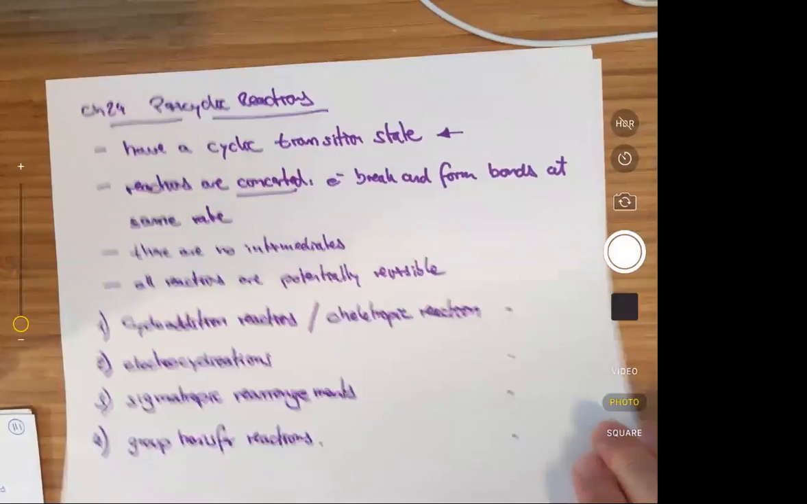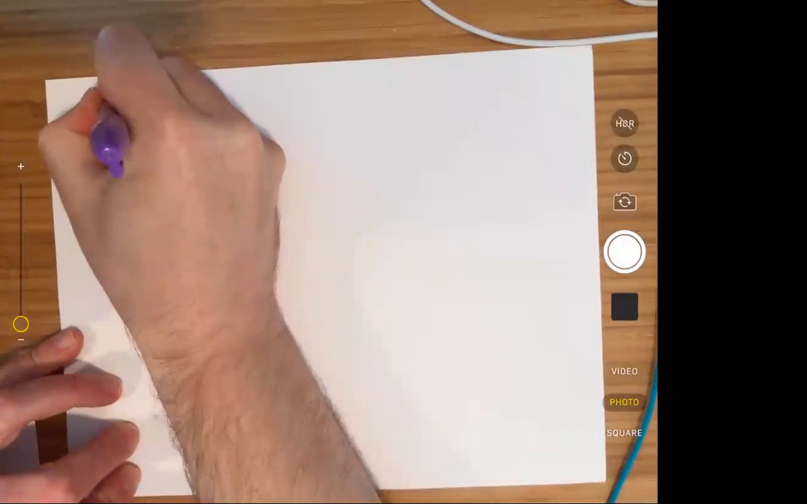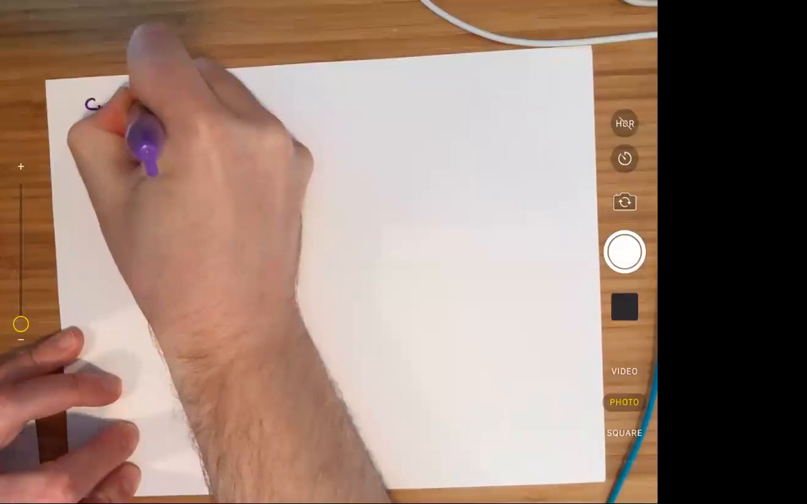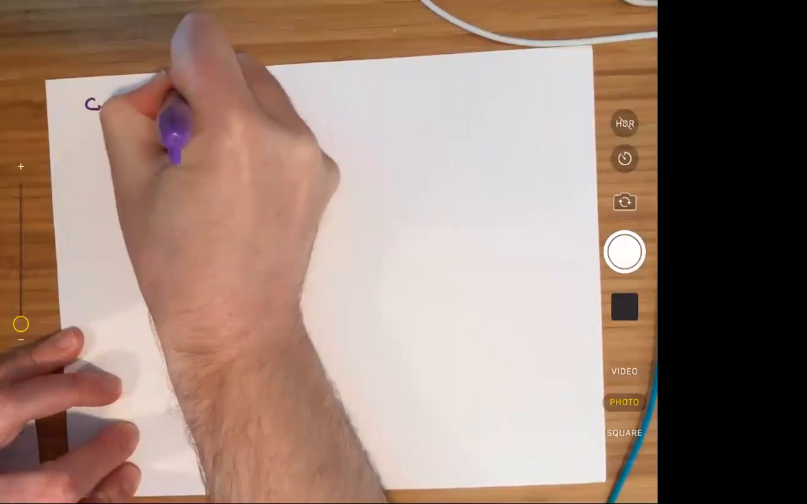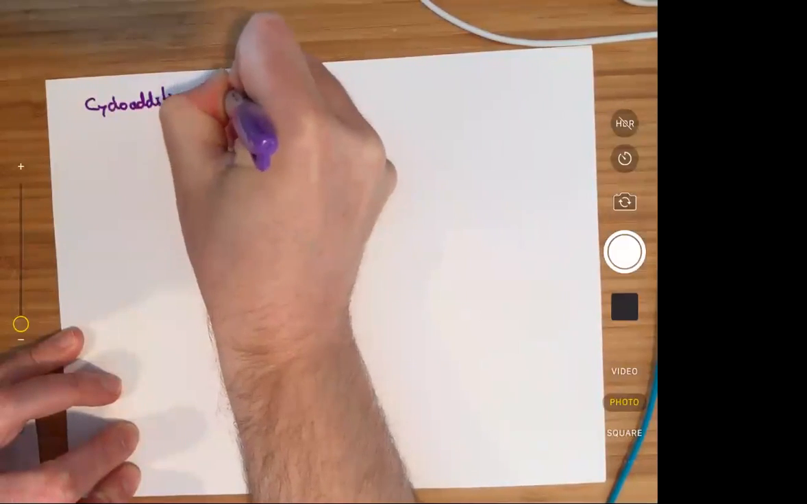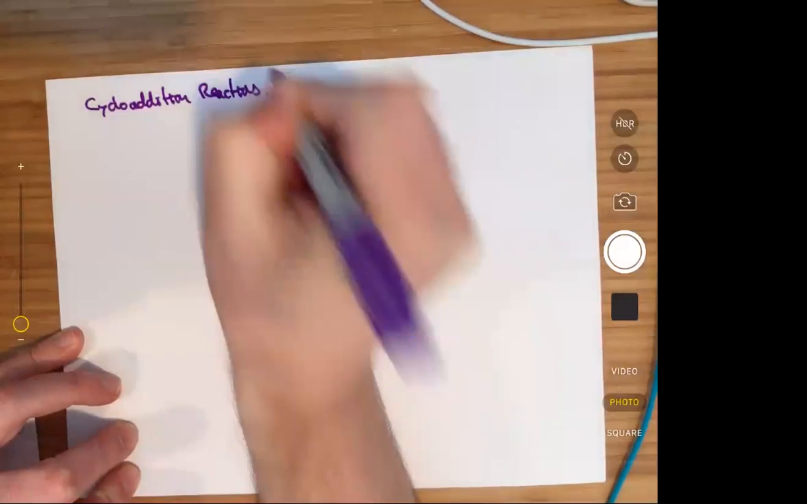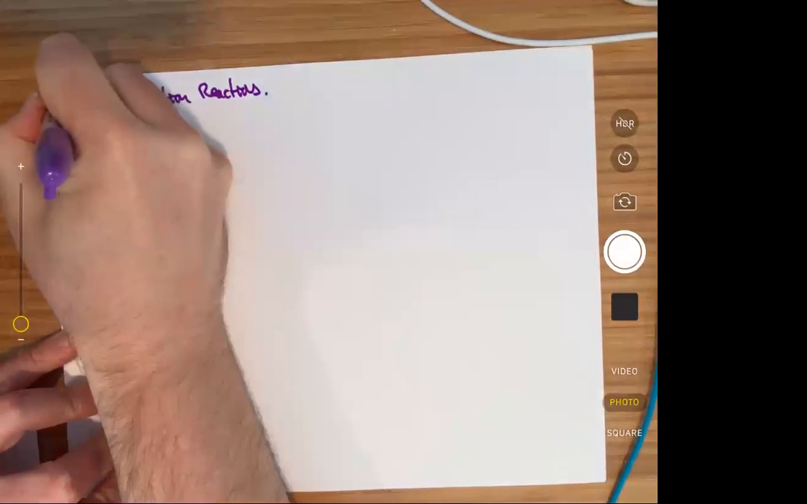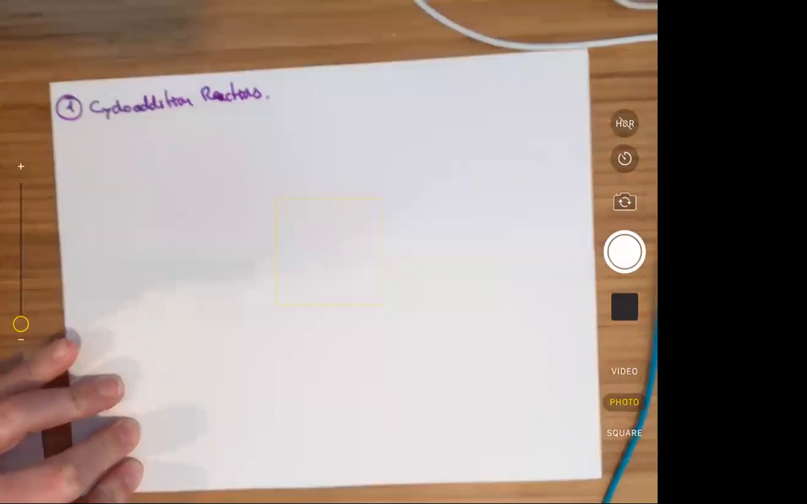So let's start out with the cycloaddition reactions, because that's kind of the most common category that you'll see. So cycloaddition reactions. And we can call this subgroup 1, essentially.